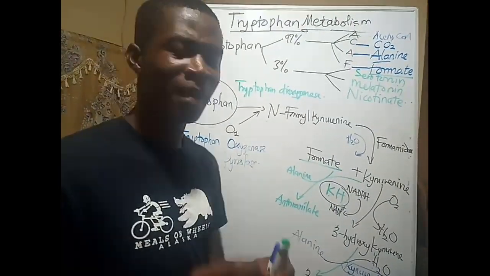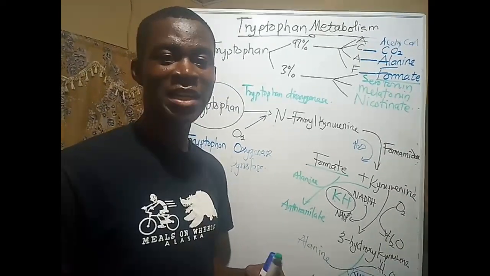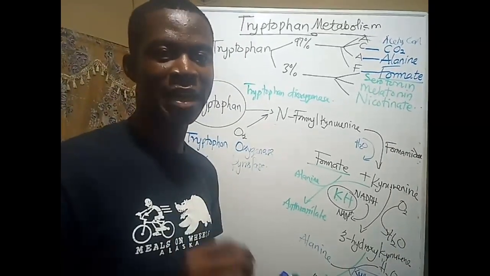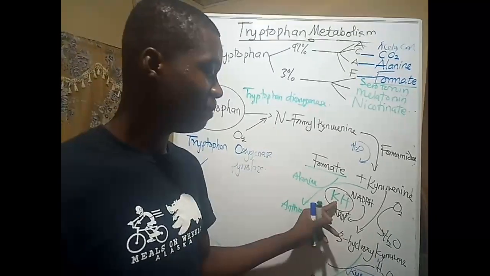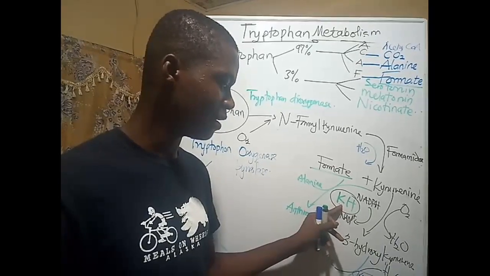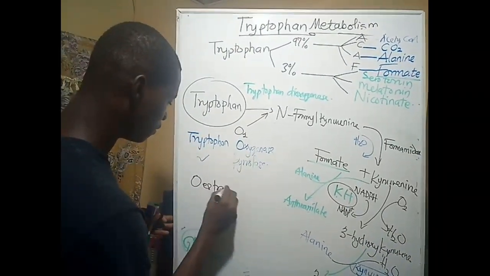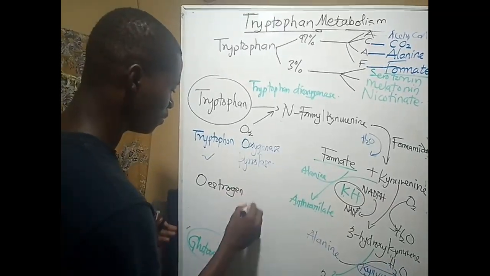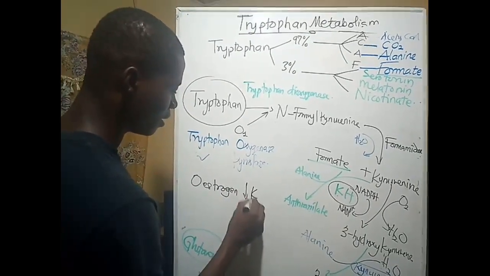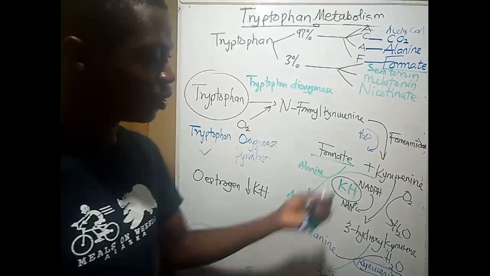But this pellagra is usually prominent in females. Why? That is because the hormone estrogen that is found in females is an inhibitor of this enzyme. So estrogen inhibits kynurenine hydroxylase.